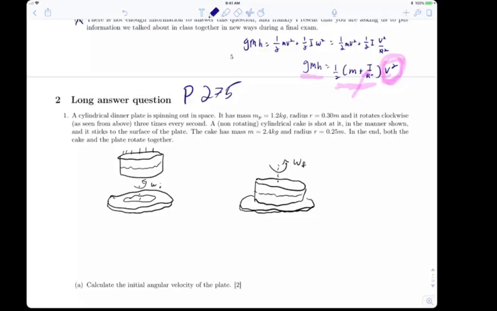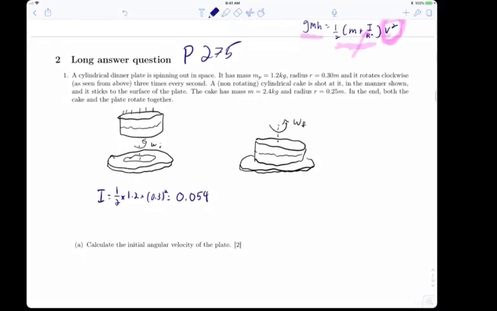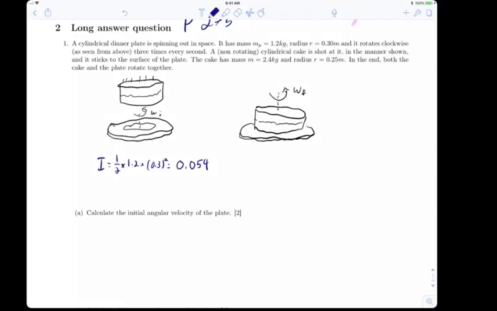So look at your dinner plate. Its mass is 1.2 kilograms and its radius is 0.3. All right, hold on. So its moment of inertia is going to be that of a solid cylinder, so 1/2 its mass times its radius squared. So its moment of inertia is going to be 0.054. Okay. So, the frequency here is 3 times per second.